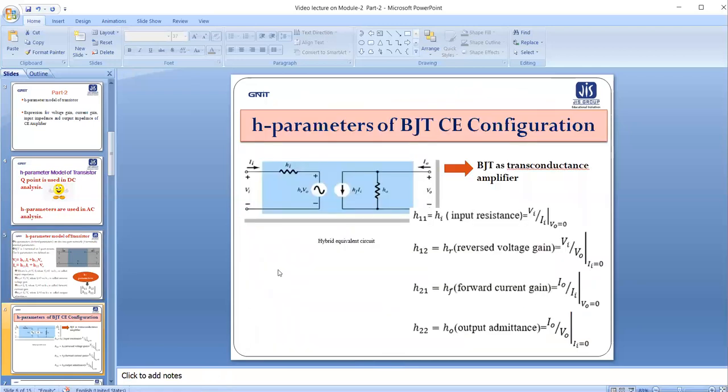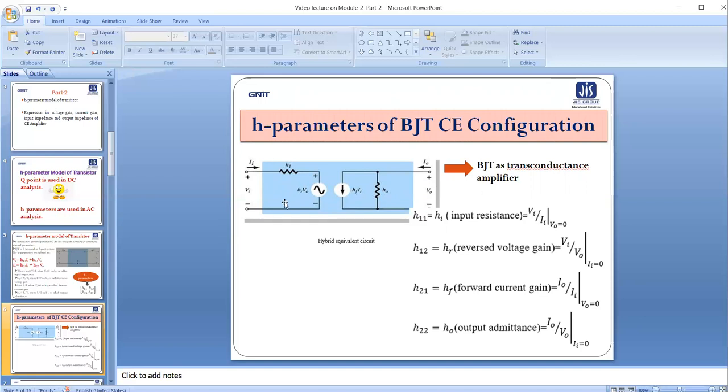As it is an admittance, we cannot put it in series position, and also the hf symbolizes the current gain. So we can use a dependent current source whose value is hf Ii, and due to the presence of the current source there is a parallel resistance ho. Therefore the admittance will be 1 by ho. Okay, so this is the hybrid equivalent circuit.